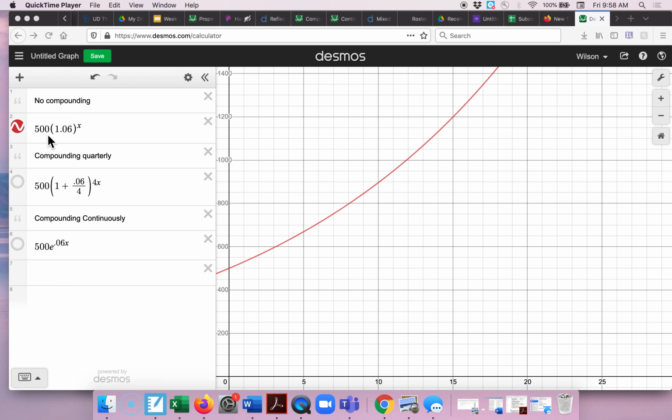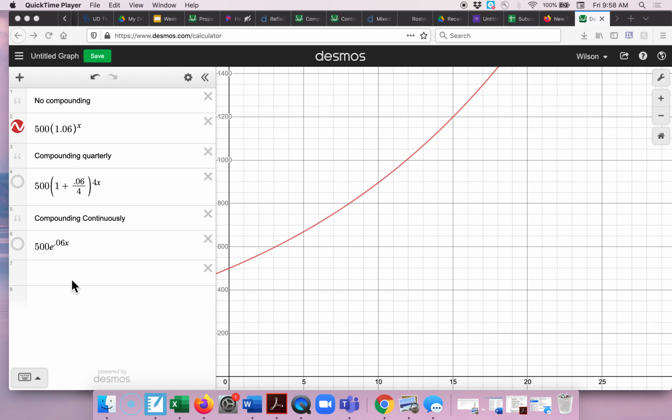We're starting out at 500, right? My y-intercept is 500, and it's growing at 6% and it's not being compounded at all. All right, so that's exponential growth. I recognize it's part of the exponential family. There it is, growing increasingly.